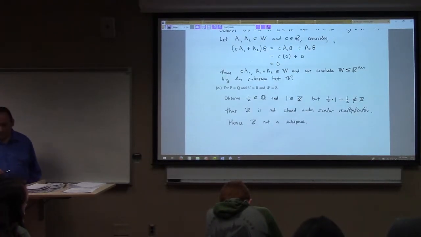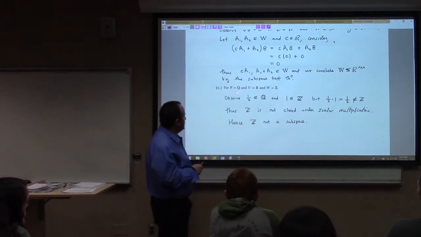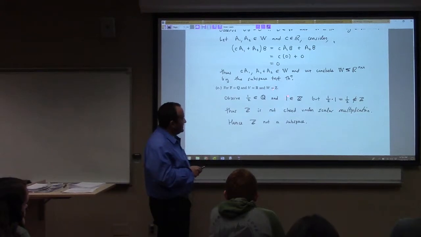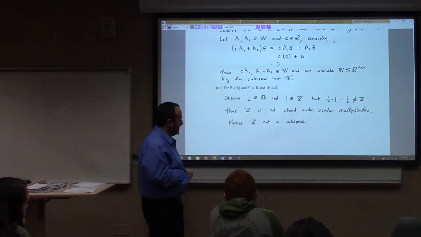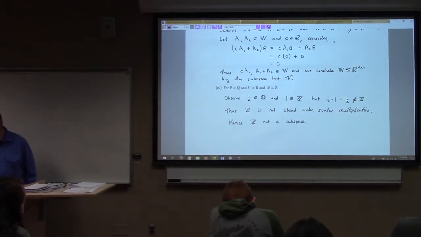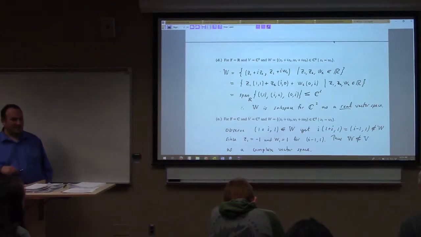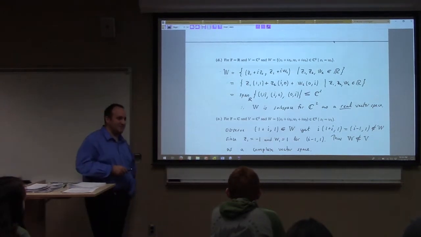Part C, not a subspace. There are a variety of ways to show it. I chose to notice that a half is a scalar and 1 is a vector, right? Well, 1 is in the subspace, 1 is in Z. But a half times 1 is a half, which is not in the subspace. So that means that Z is not closed under scalar multiplication, therefore it is not a subspace. There are infinitely many ways to disprove that being a subspace. You just got to do one.